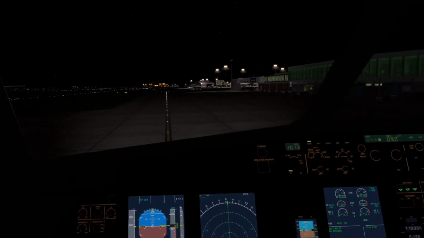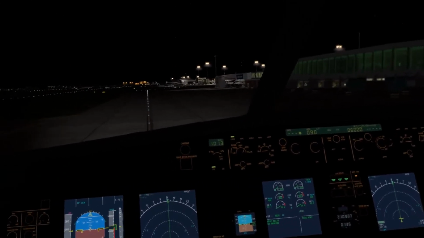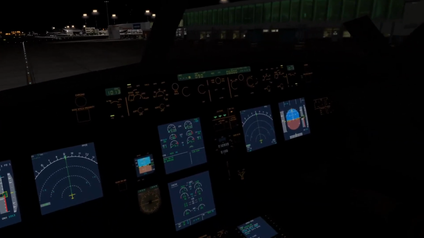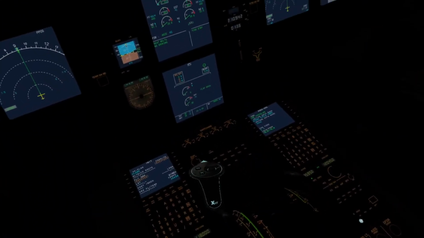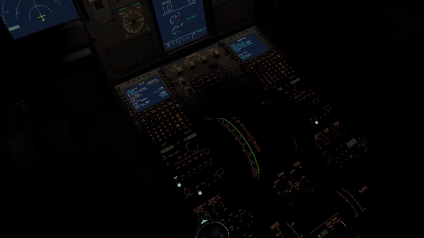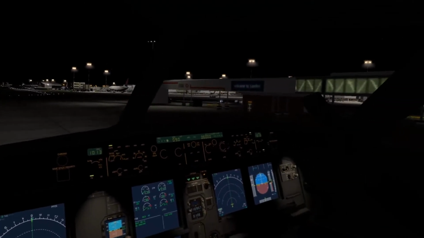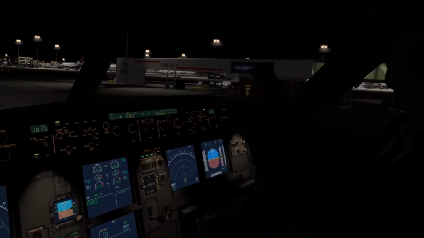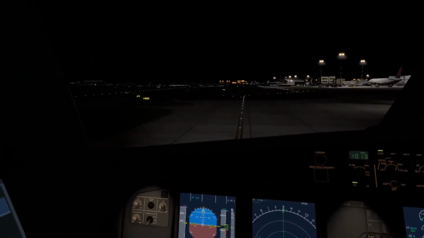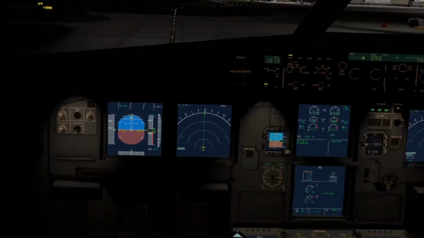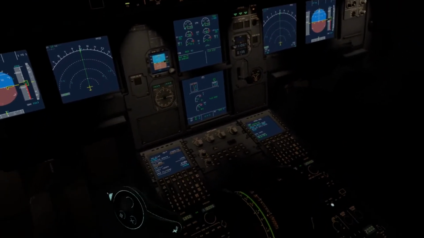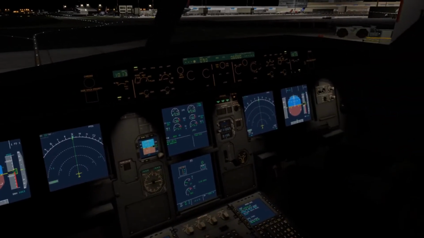So, after landing checklist. Flaps. Retracted. Spoilers. Disarmed. APU. Started. Radar. Off. Predictive wind shear system. Off. After landing checklist completed.